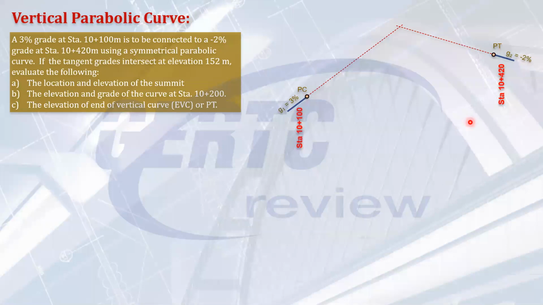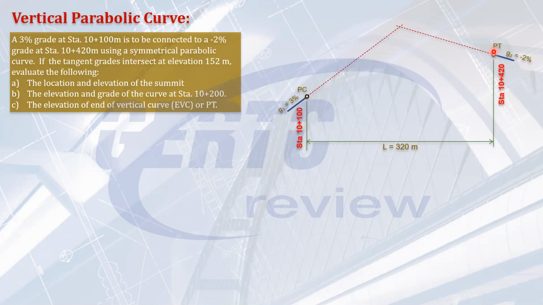All right. So the stationing here is 10 plus 100, and this is 10 plus 420. Therefore, the length of the curve is 320. Now you might wonder, how come that is a horizontal length while this is a different elevation? Well, to answer that, the curvature along the curve is very negligible. The sag for parabolic curves used in connecting grades is very small, so the length along the curve is approximately equal to the horizontal distance between the endpoints. So, all right, this is 320.